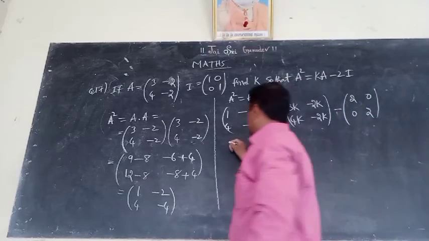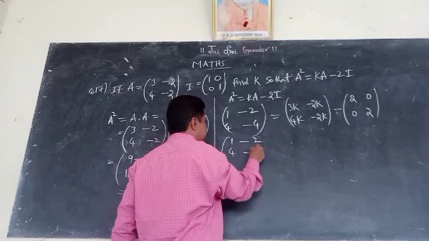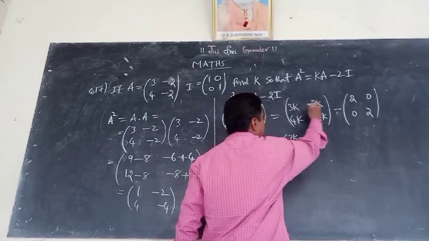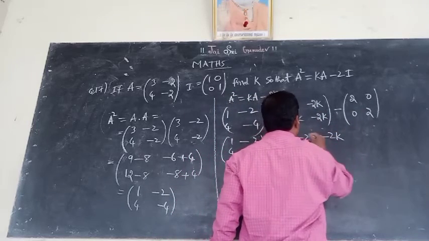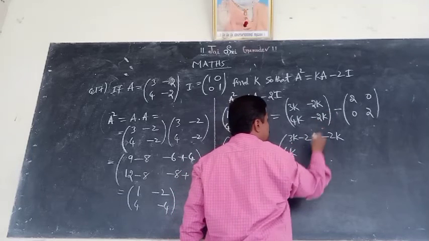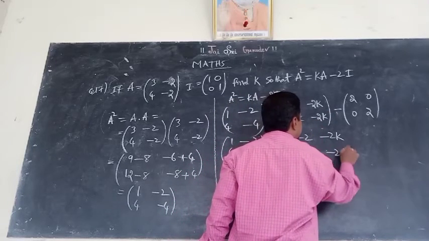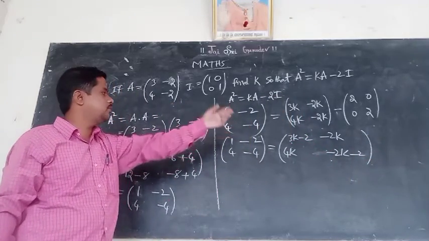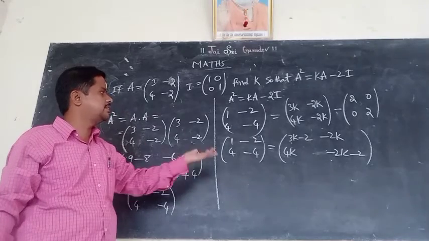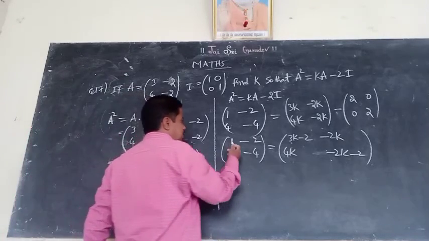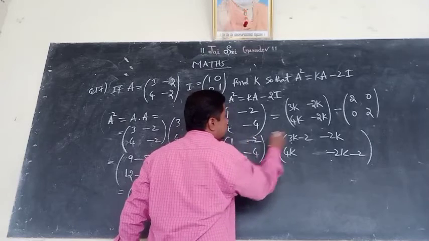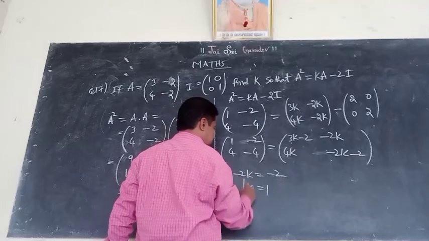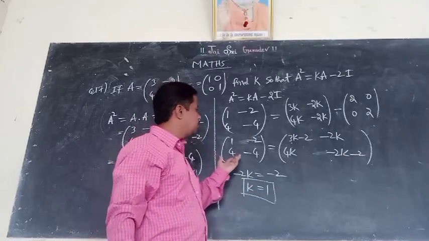Write down the same: 1 minus 2, 4 minus 4 equals 3k minus 2, minus 2k, 4k, minus 2k minus 2. You can easily calculate k by equating any one corresponding element of the matrices. So equate this one: minus 2 is equal to minus 2k, so k is equal to 1. If you take any value, we will get k is equal to 1.